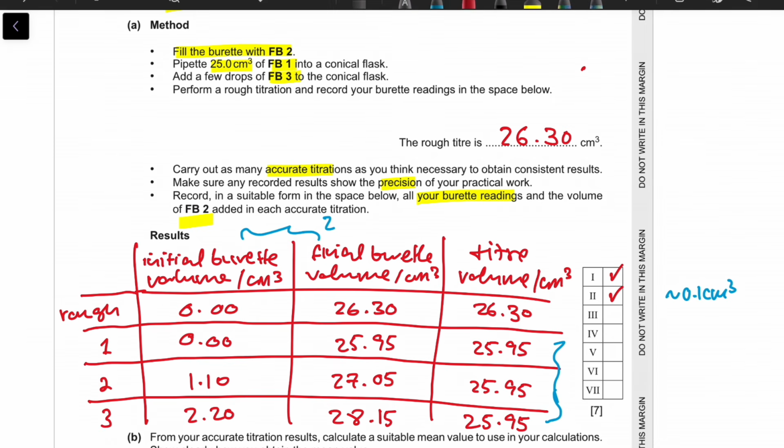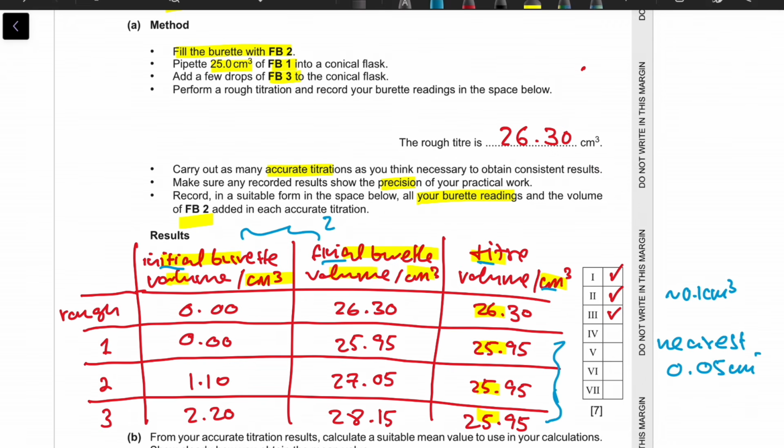Now for our second mark, we have to have titer values recorded for accurate titrations, so these titer values right here. And then we also have to have correct headings and correct units. We must have an initial and a final burette reading, a titer volume, and have used centimeters cubed to get our second mark.